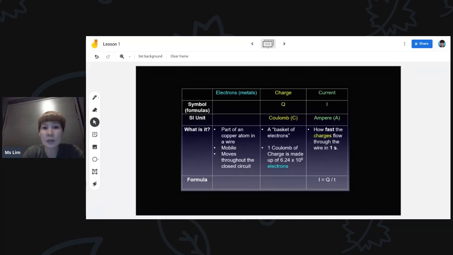Okay, now let's try to understand the difference between electrons, charge, and current. They are all interrelated. Now let's take a look at what the difference is. Let's look at electrons first.